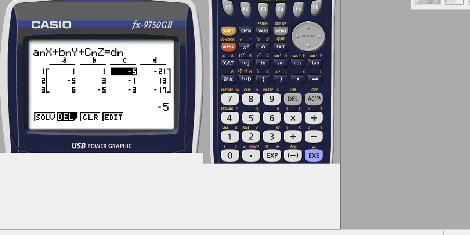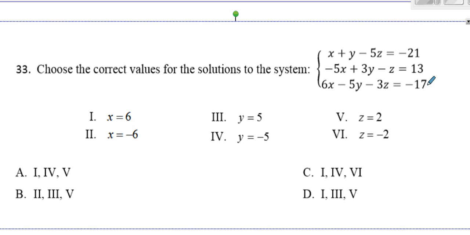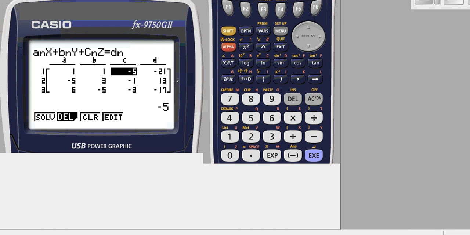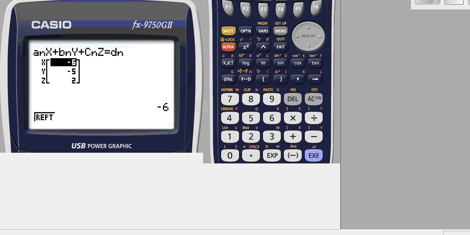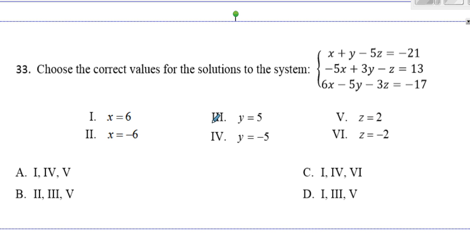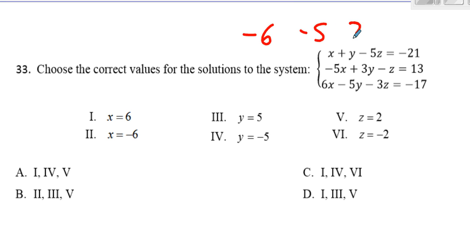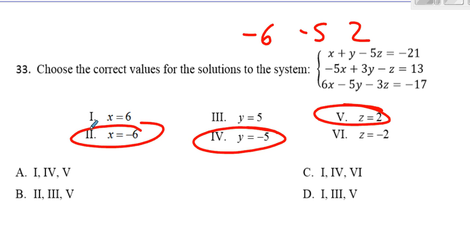And then 6, -5, -3, -17. And you get -6, -5, +2. 2, 4, and 5. Which isn't one of these. Let's change A to be it. 2, 4, and 5. Those are the right answers.